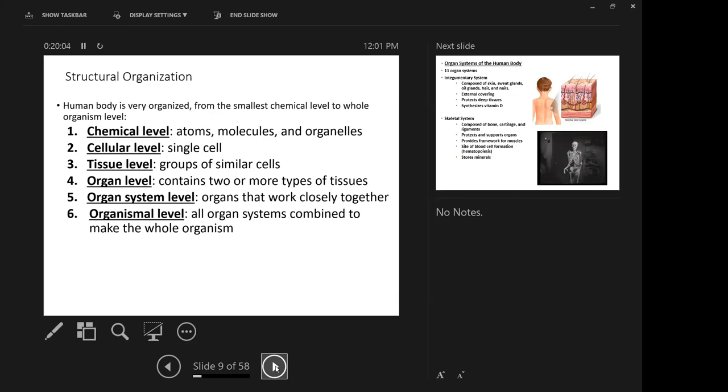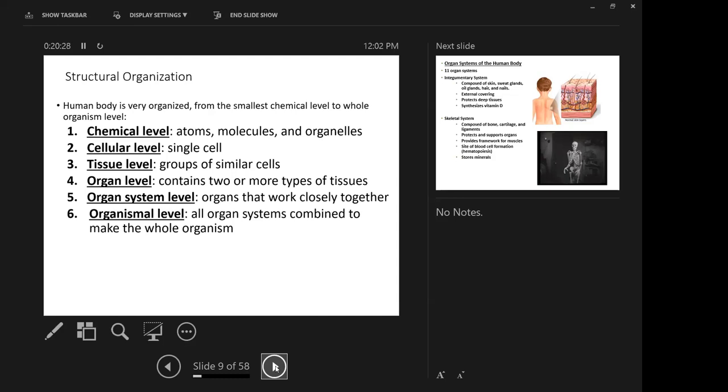Now, if we group cells together, we have tissues. We have muscle tissues. We have cheek cells that form the tissue lining the mouth. They're all the same cell. Muscle cells are all the same. Cheek cells are all the same. Liver cells are all the same. Kidney cells are all the same.